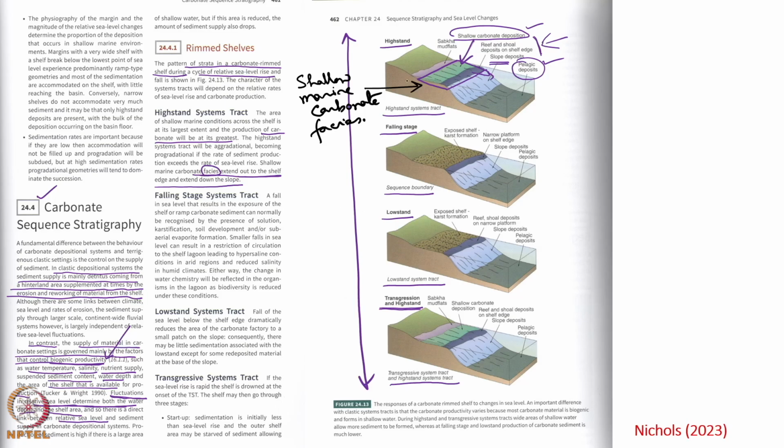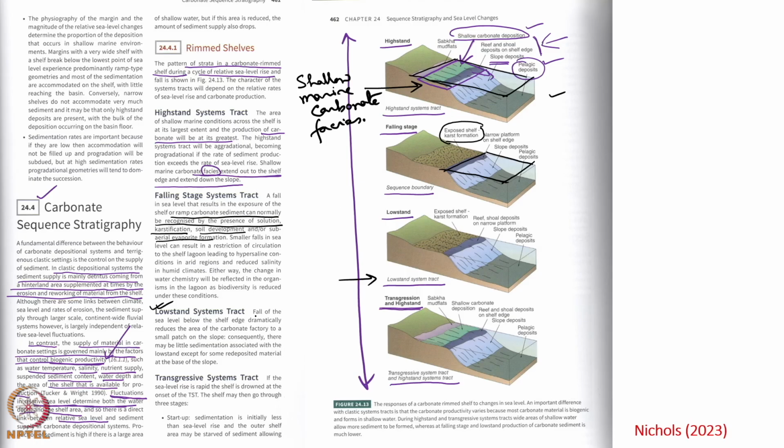Now, in this diagram the sea level was up to this, that is where the water level is. Now, from that position there is a fall in the water level. So, the shelf karst formation gets exposed. The ramp carbonate sediments can normally be recognized here by the presence of solution and karstification, soil development and or subaerial evaporite formation. Now, we are going to see the low stand systems tract.